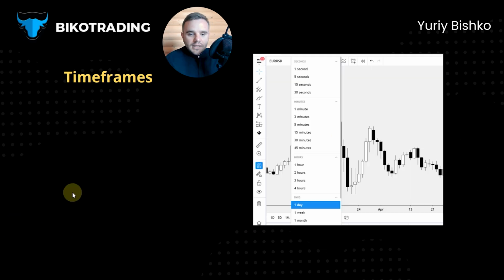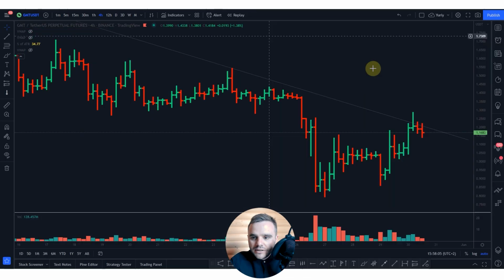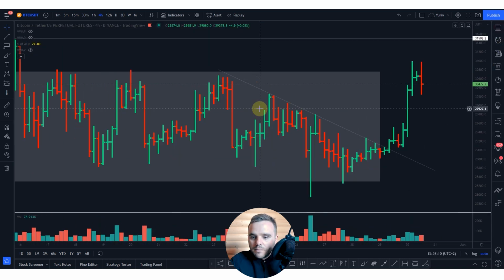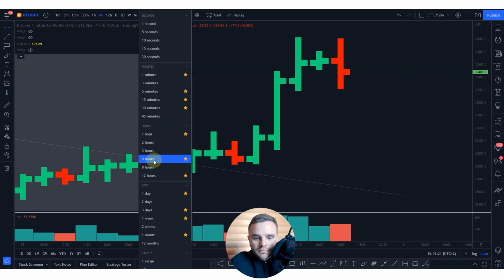That's it. The next important part of technical analysis is time frames. What are time frames? A time frame is the period of time that a candle or bar shows information for. Pay attention to our beautiful Bitcoin. Let's open the Bitcoin chart. Here we have a bars chart, and pay attention, for example, to this bar. This bar is 4 hour. It shows me how price changed over 4 hours in a row.